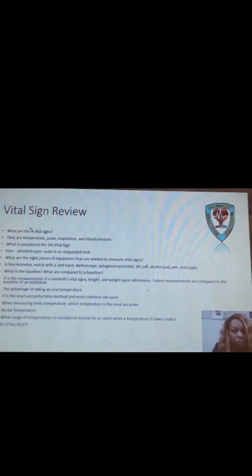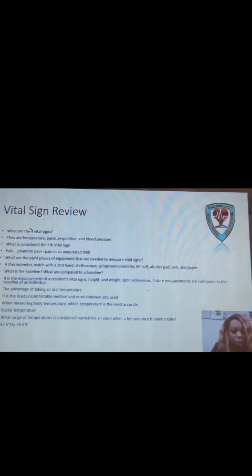The equipment that you need to measure vital signs will include a thermometer. You will need a watch with a second hand when you're counting their pulse. You'll need a stethoscope. You'll need a sphygmomanometer, a blood pressure cuff. You'll need alcohol pads, pens, and paper.